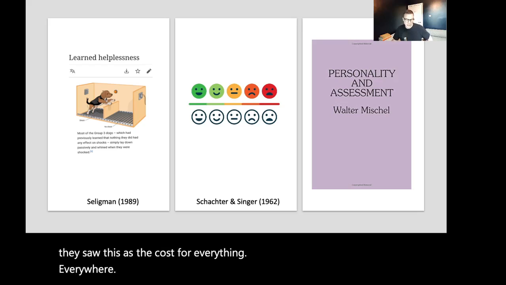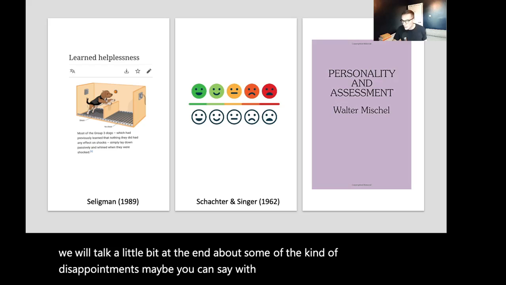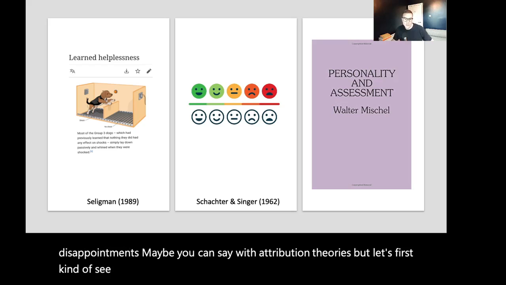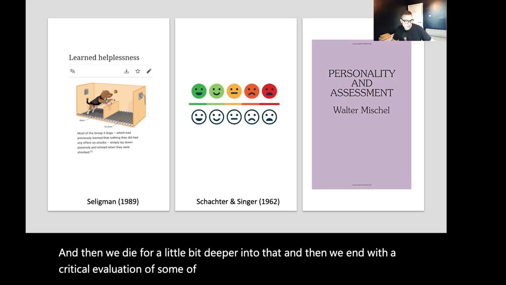We will talk a little bit at the end about some of the disappointments with attribution theories. But let's first see what we have on the menu today, what your program is, and then we dive deeper. Then we end with a critical evaluation of some of the theories. I will also sprinkle some criticism here and there on top of my explanation.